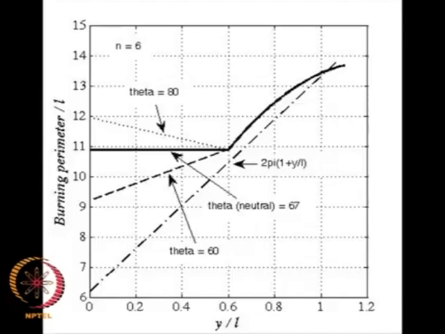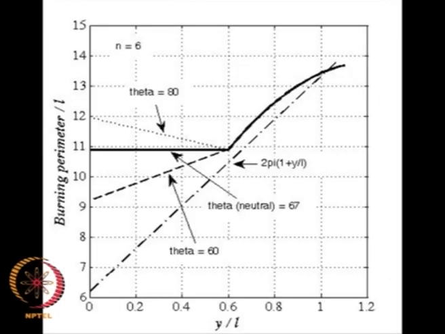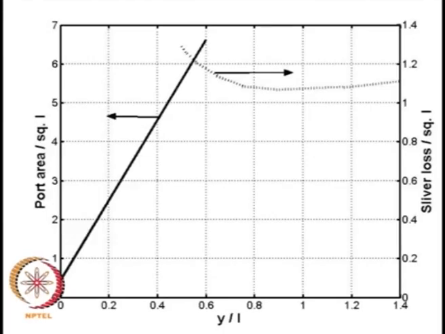Now this tells us that depending on the y by l, you can have up to a certain portion only neutral burning, right. And what we also need to keep in mind is what is the sliver loss that accompanies it. If you look at the previous figure here, you would be tempted to say if I have a grain stopping somewhere here, if I have burning only up to y by l of around 0.8, it will be very advantageous because you have neutral burning for most of the portion. But the other factor is if you stop it at a y by l of around 0.8, you see here the sliver loss is slightly higher, and if you burn it further, the sliver loss tends to reduce.